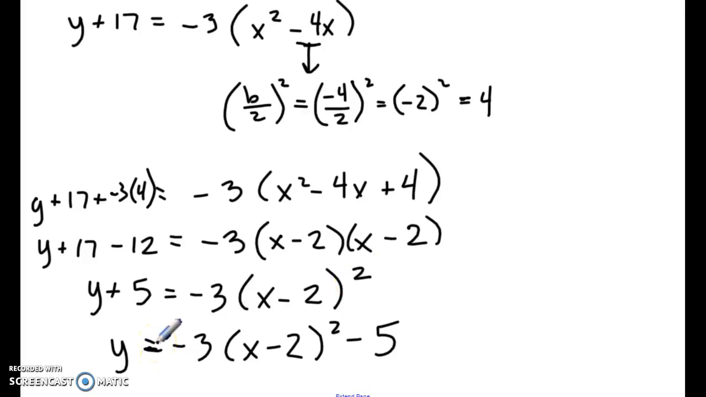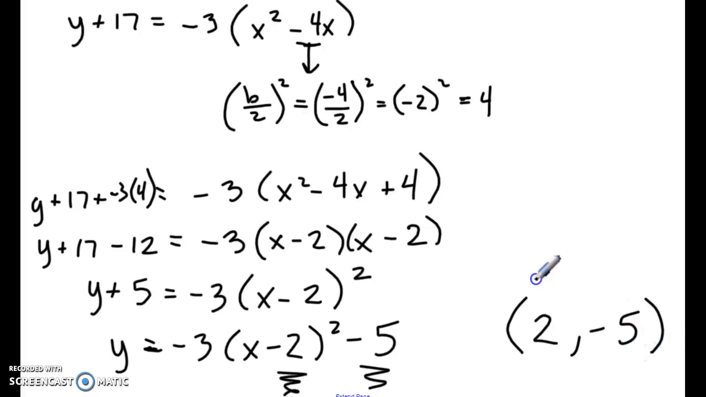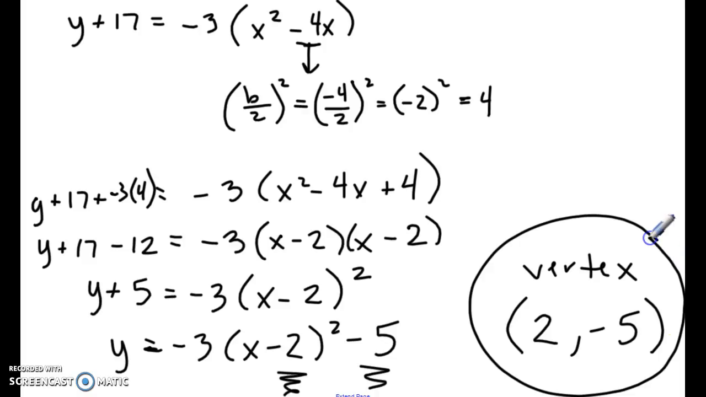So that means that our vertex is h, k. So there's our answer. Our vertex is 2, negative 5.